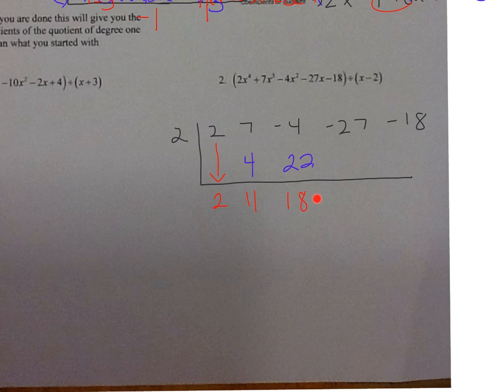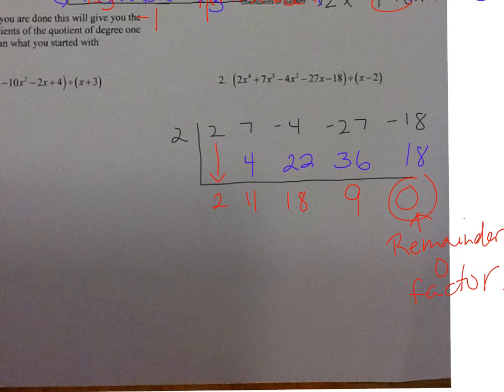2 times 18 is 36. Add straight down. Negative 27 plus 36 is positive 9. 2 times 9 is positive 18. Add straight down. Negative 18 plus 18 is 0. That's my remainder. Now look, my remainder is 0, so that means I have a factor.